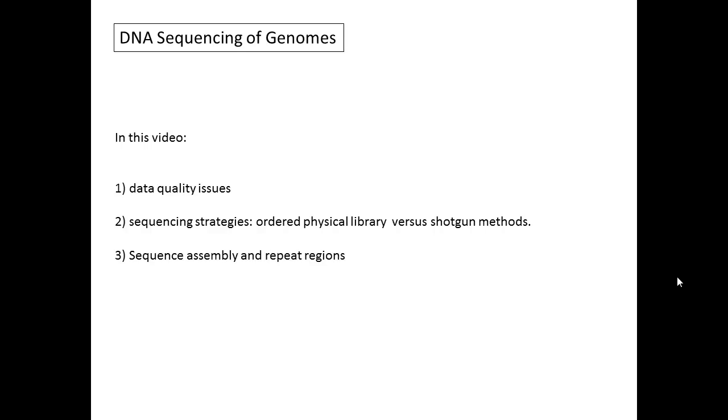Hi there. Now that we've learned about the DNA sequencing reaction, we'll see about the other considerations that are needed to use that reaction in order to sequence a genome. In this video, we'll specifically focus on issues of data quality, we'll talk about sequencing strategies, and then we'll talk about, once you've done the sequencing, sequence assembly, and the problem of repeat regions and how you get around those.